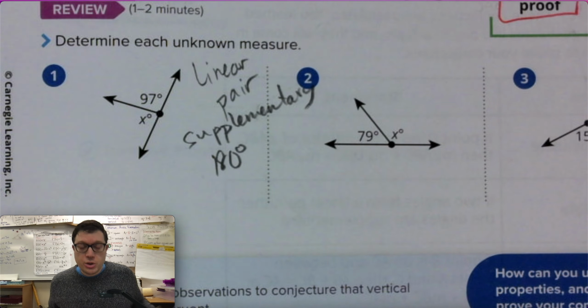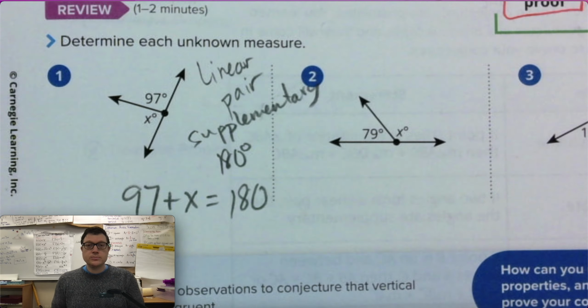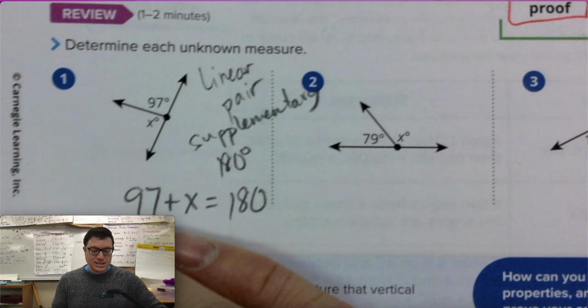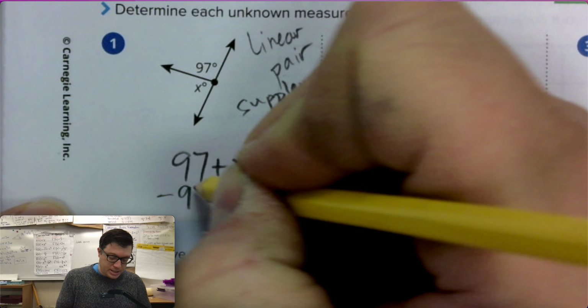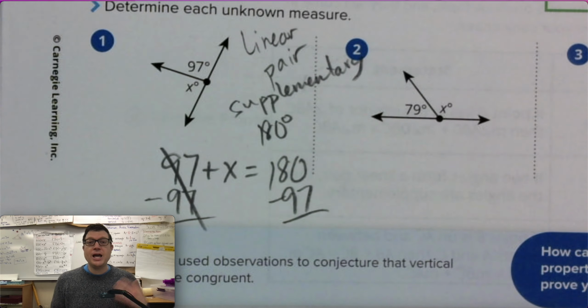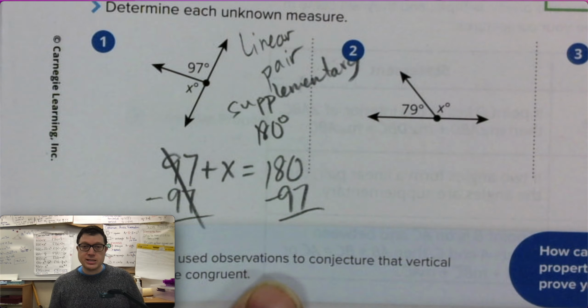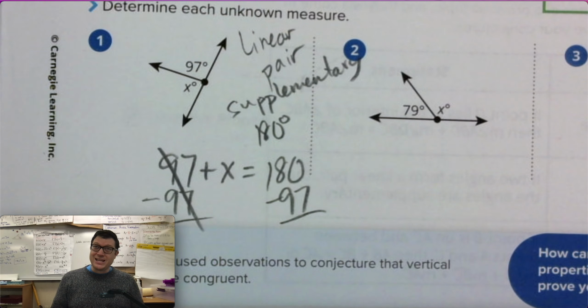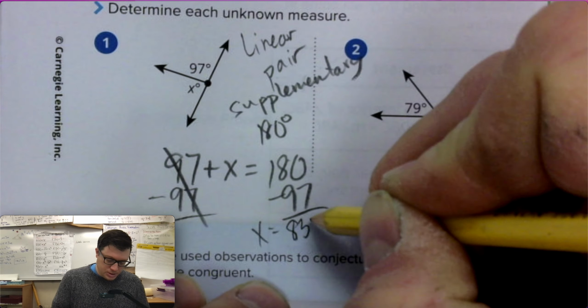Then you write an equation and you solve it. 97 plus x equals 180. Solve for x. In order to get x by itself, you could guess and check, but I'm going to undo what's happening in the equation and subtract 97. That'll make the 97s become a 0, and x will be the only thing left on that side of the equal sign. Hopefully by hand, but if you need a calculator, fine. 180 subtracted by 97. Well, I know 180 minus 90 is 90, so if I take away another 7, I get 83. X equals 83 degrees.